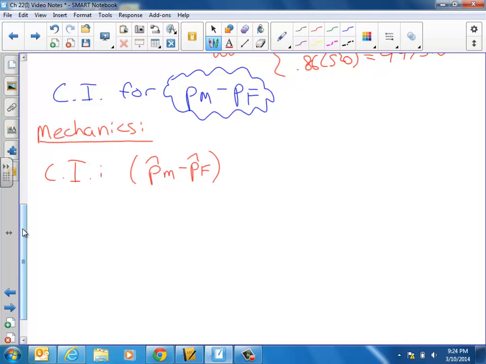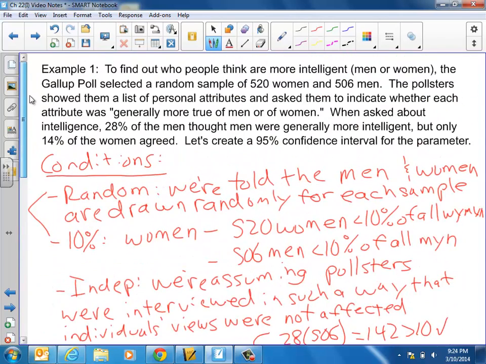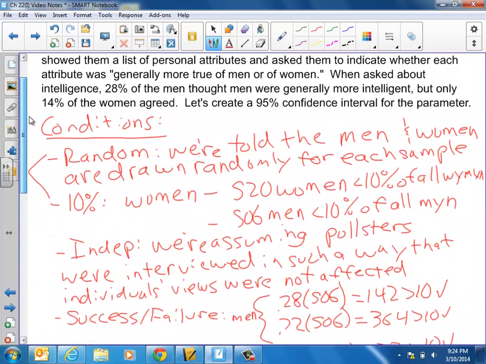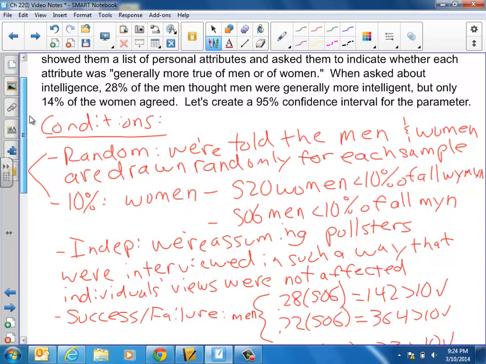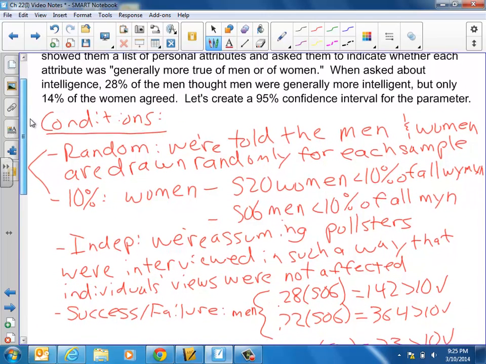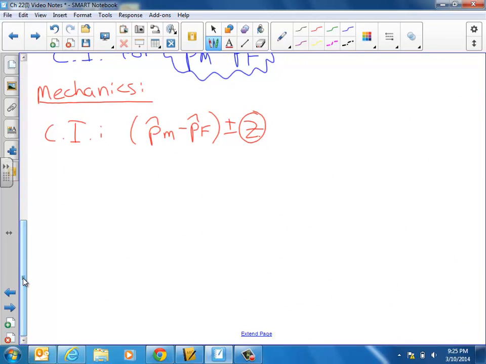So we're saying sample proportion of men who thought men are generally more intelligent minus the sample proportion of women who thought men are generally more intelligent, plus or minus the z-score. This again comes from the confidence interval we're using, which we were told was 95%. So you might remember at a 95% confidence level, you are working with a z-score of 1.96, and I'll show that in just a second, times the standard error of p-hat M minus p-hat F.